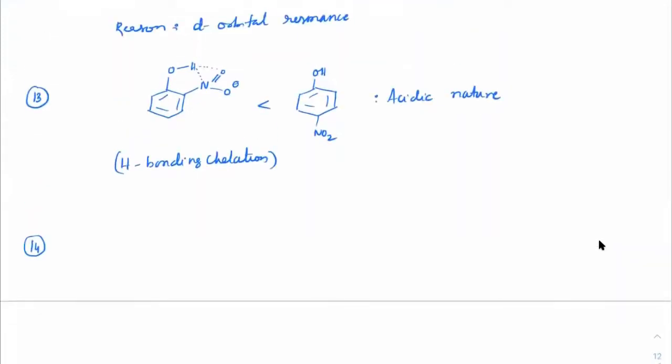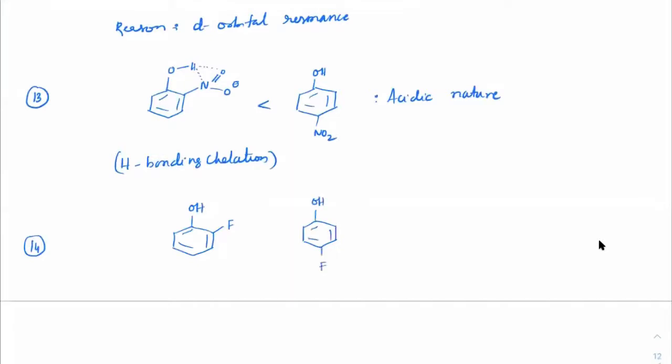The next important thing is, suppose you are considering halides, and this is valid for halides only. If you check halides here at the ortho position, correct? And then you see it at the para position here.